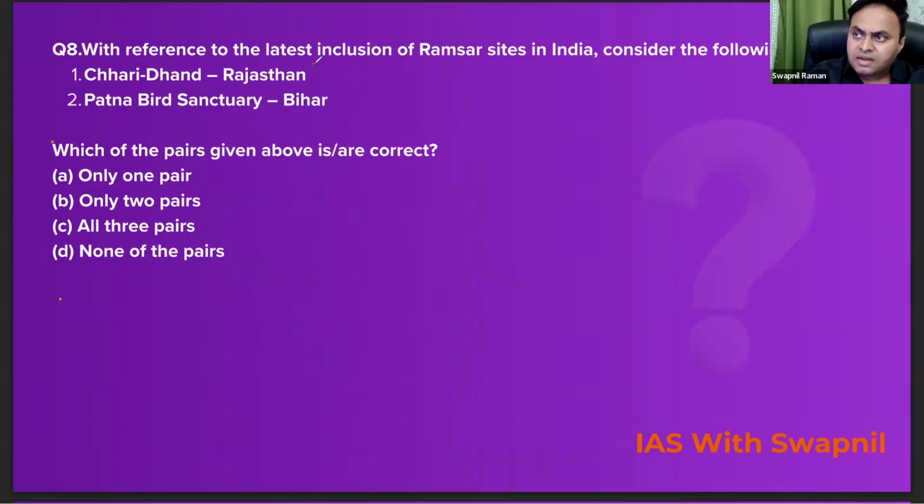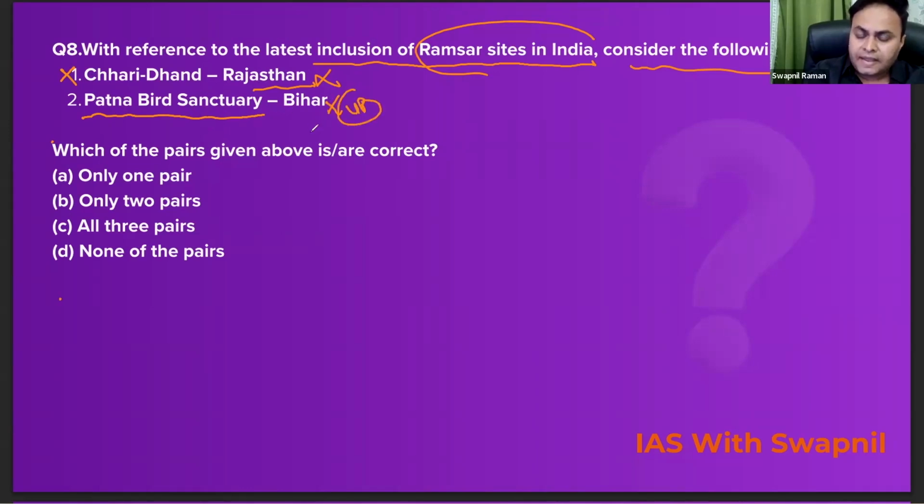With reference to the latest inclusion of the Ramsar sites in India, consider the following pairs. The first one is the Charidhand. Is it in Rajasthan? No, that's not. It is situated in the Kutch region of Gujarat, right? So that is incorrect. The second one is the Patna Bird Sanctuary. Is it situated in Bihar? No, it is situated in UP and not in Bihar.